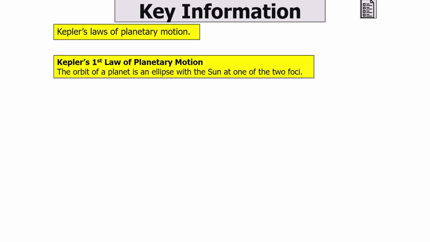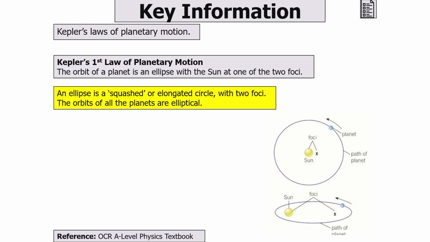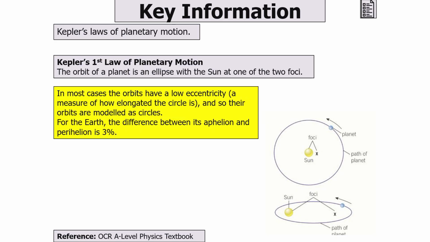The first law is that the orbit of a planet is an ellipse with the sun at one of the 2 foci. Now an ellipse is a squashed or elongated circle with 2 foci, and the orbits of all the planets are elliptical. Now the point in an orbit where the planet is closest to the star is called the perihelion, and the point where the planet is the furthest away from a star is called the aphelion. Now in most cases, orbits have a low eccentricity, a measure of how elongated the circle is, so their orbits can be modelled as circles. Now for the Earth, the difference between aphelion and perihelion is only 3%.